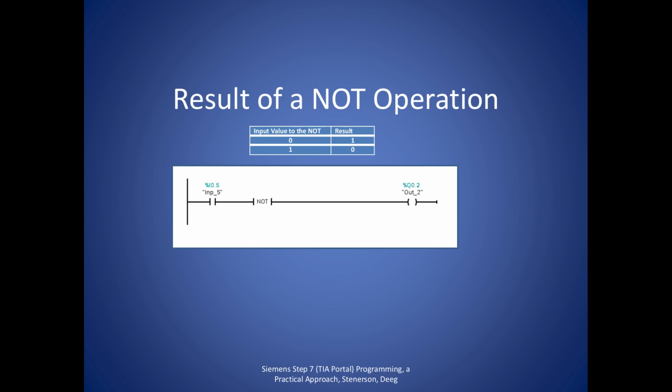There is an instruction called not that can invert the value of the rung. If the value before the not instruction is true, then the value after it will be false, and vice versa.